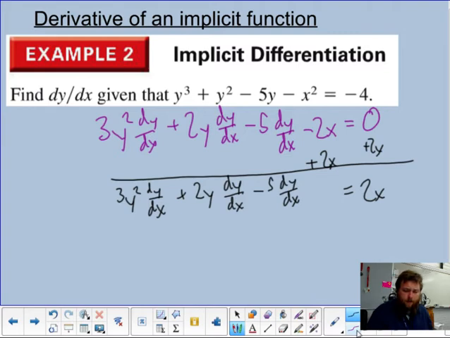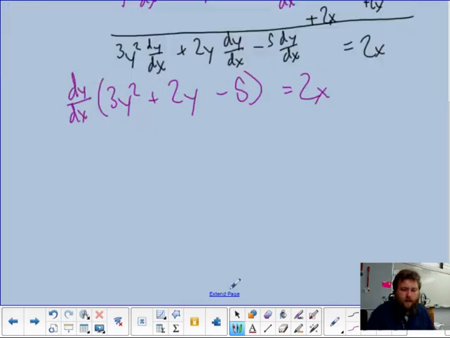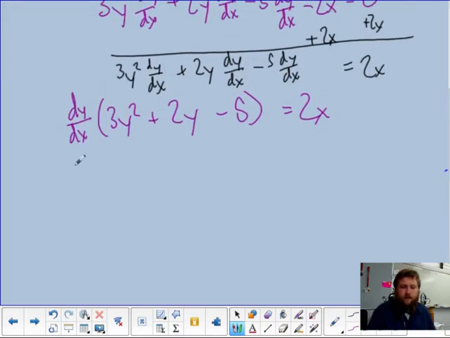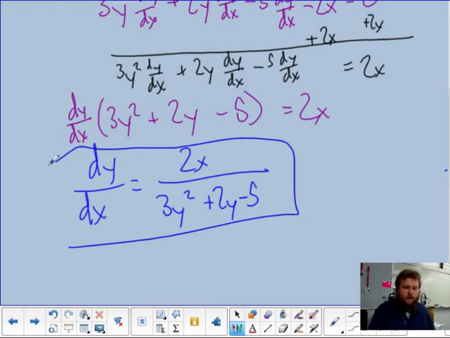All right, and that next step, I want to factor out. So I'm going to factor out the dy/dx. That leaves me with 3y squared plus 2y minus 5 equals 2x. And to isolate the dy/dx, you divide by this trinomial, 3y squared plus 2y minus 5, and your final answer is going to be dy/dx equals 2x divided by 3y squared plus 2y minus 5. And that's how you do that.